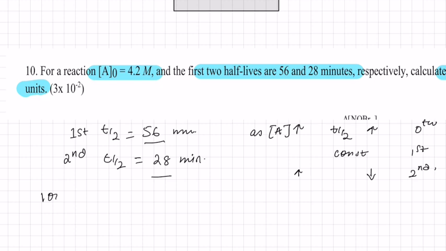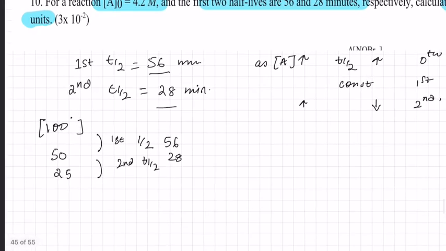Let's say you start with 100 grams or whatever one concentration of something. Then after the first half-life, you're left with 50. Then after the second half-life, you're left with 25. So this means after 56 minutes, you're left with 50 grams, and after another 28 minutes, you're left with 25 grams. So what's going on?